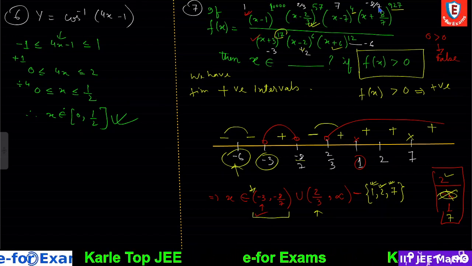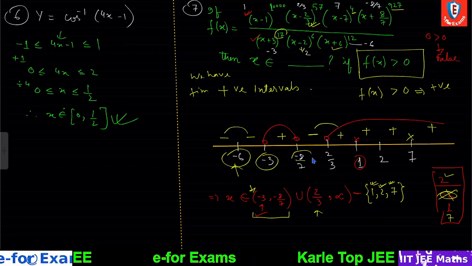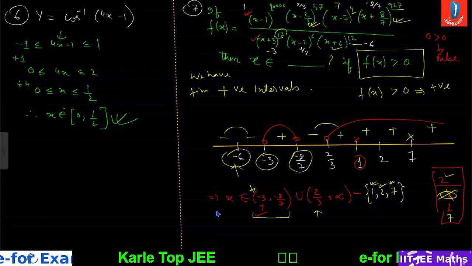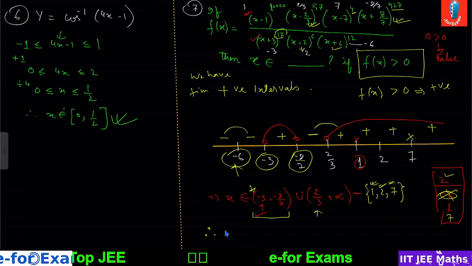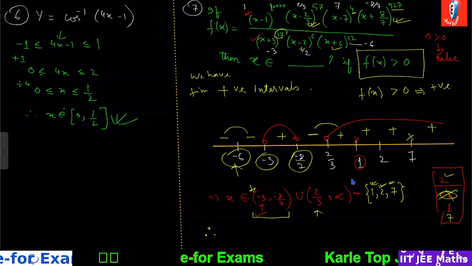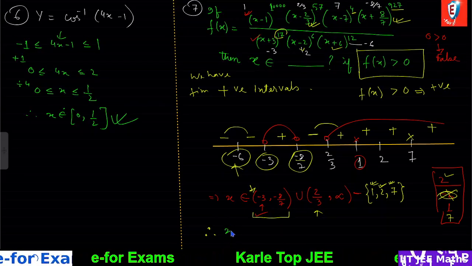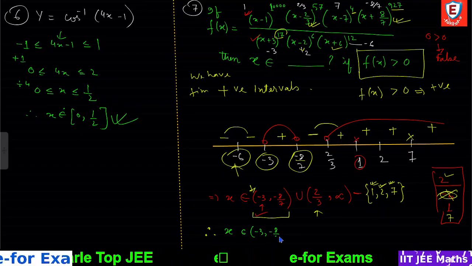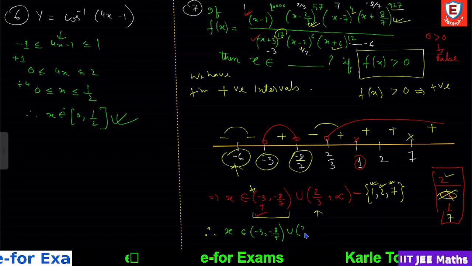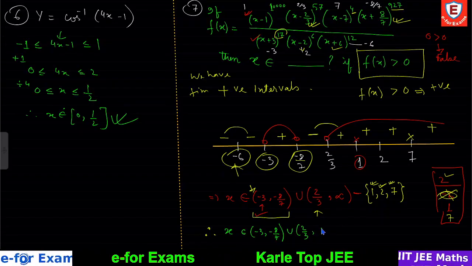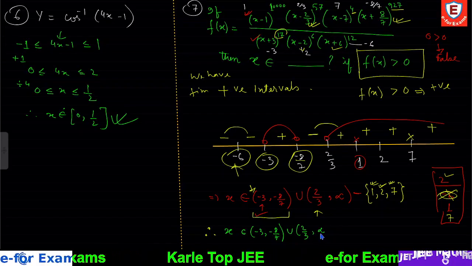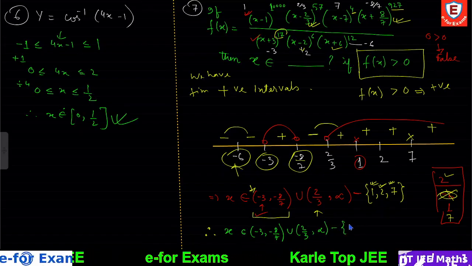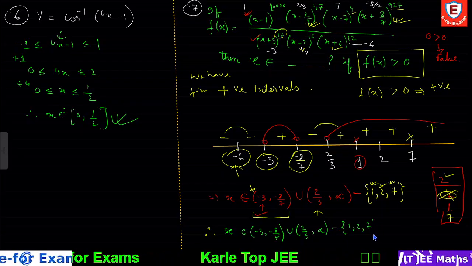Minus 8 by 7 is not included. See, minus 8 by 7 is not included. So this bracket is also defined. Therefore, final answer is x belongs to (-3, -8/7) open, union (2/3, infinity) open, minus this discrete set {1, 2, and 7}.